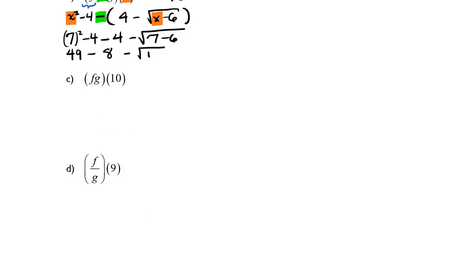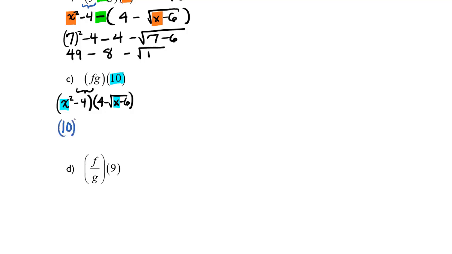Now we need to find f times g of 10. This means that we're going to multiply the two functions together. Since both functions have two terms, this would be a FOIL process. However, it's not necessary in this situation. We know that f is x squared minus 4, and we need to multiply that times g. And we know that g is 4 minus the square root of x minus 6. Now let's just substitute 10 in for the x's. It's rather common to see students FOIL this out, but it's an extra step that's not necessary.